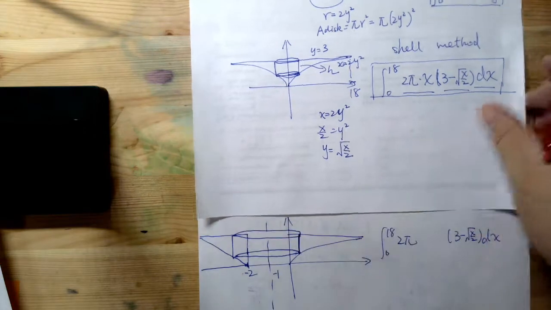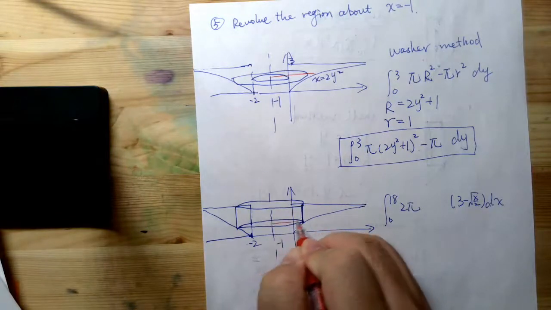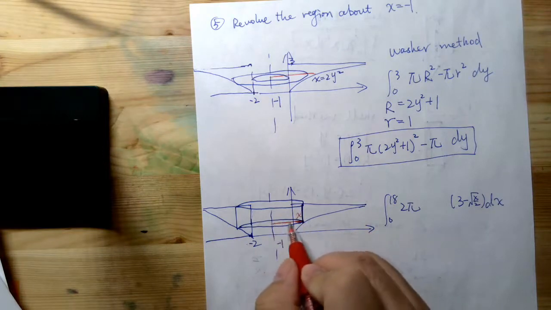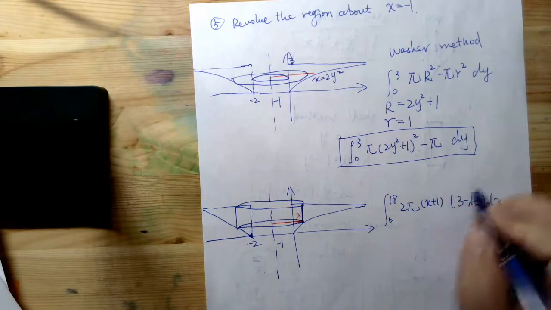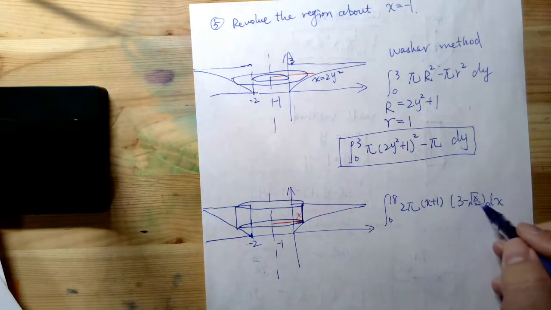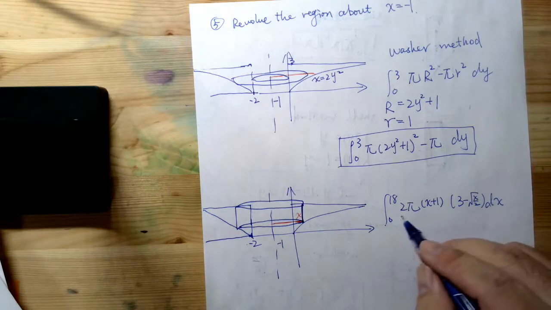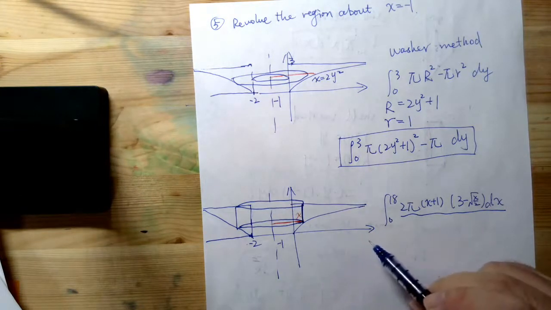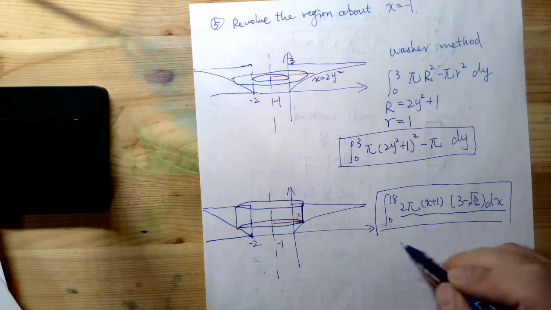And let's use a different marker here. As you can see, guys, the radius is exactly this piece. In other words, the original radius was just x, but for here, you need to add a 1. So you put 2 pi times (x plus 1). That is the radius here, times the same height as we discussed, 3 minus square root of x over 2, and then times dx, that's the thickness. So that gives you the volume of that shell, and integrate from 0 to 18. That is the shell method, okay?